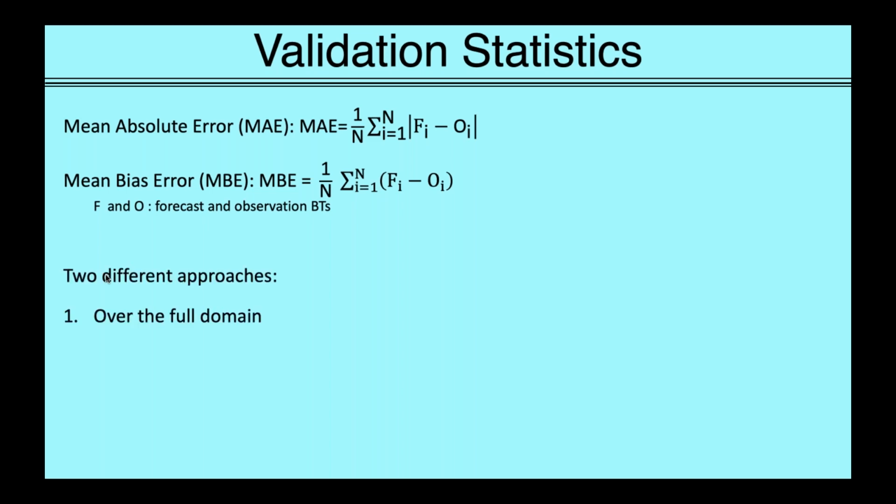But we're going to do this two different ways. First, we're going to start off over the full domain, which is just what it sounds like. We're going to take every grid point in the domain and compare it to the same grid point in the other domain. So grid point A from the simulation is compared to grid point A in the observations, and so on and so forth.